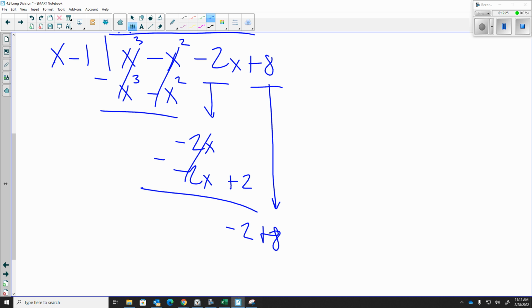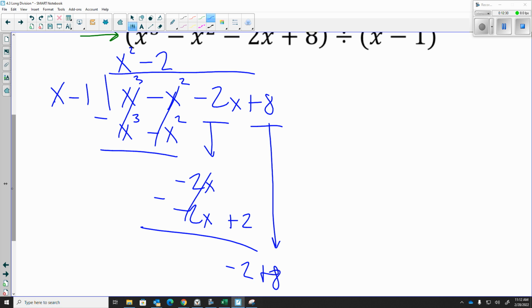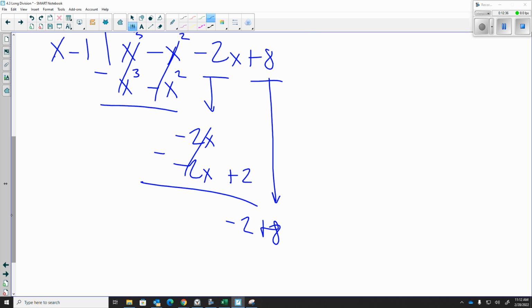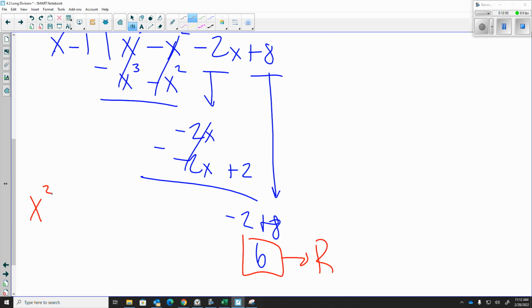Now, I can't multiply x to get negative 2, so I can't do that. But I can simplify this, right? What's negative 2 plus 8? 6. So this is my remainder. The quotient is x squared minus 2 plus the remainder over what I was dividing by, x minus 1.